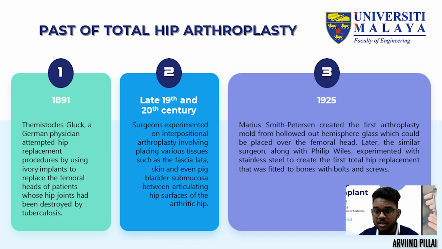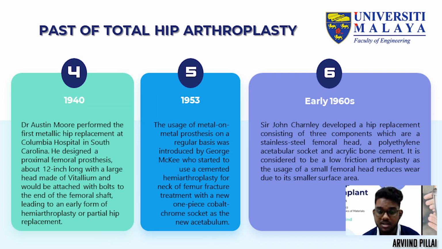So later, the same surgeon, along with Philip Wise, experimented with stainless steel to create the first total hip replacement, which was fitted to bones with bolts and screws. Next, in 1940, the first metallic hip replacement was performed.